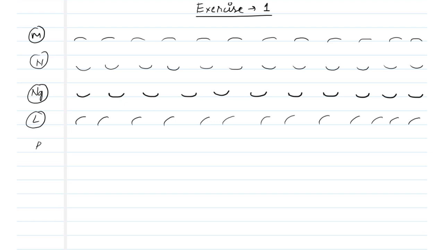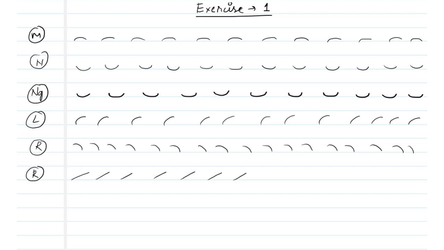Next we have this R. R, R, R, R, R, R. And now we have again the R, but this one is another way, like this. R, R, R, R, R, R. Because there are two ways in which R can be written. This one is the first way and this one is the second way.